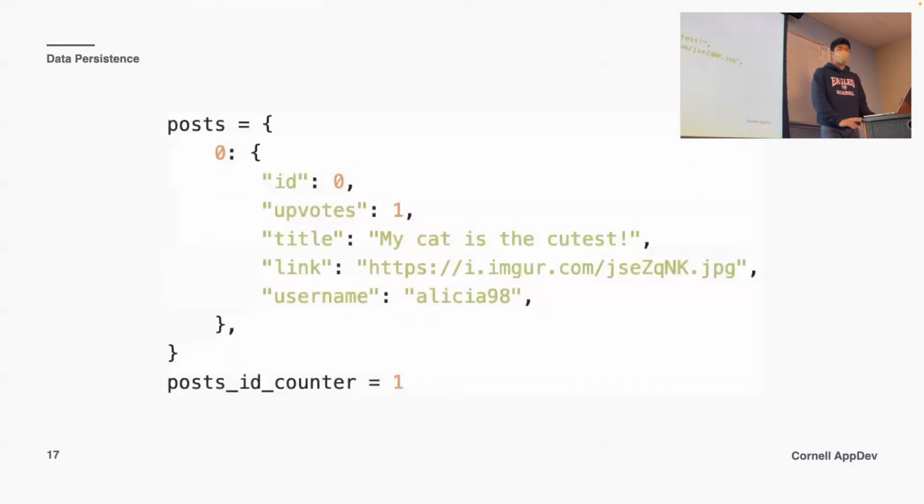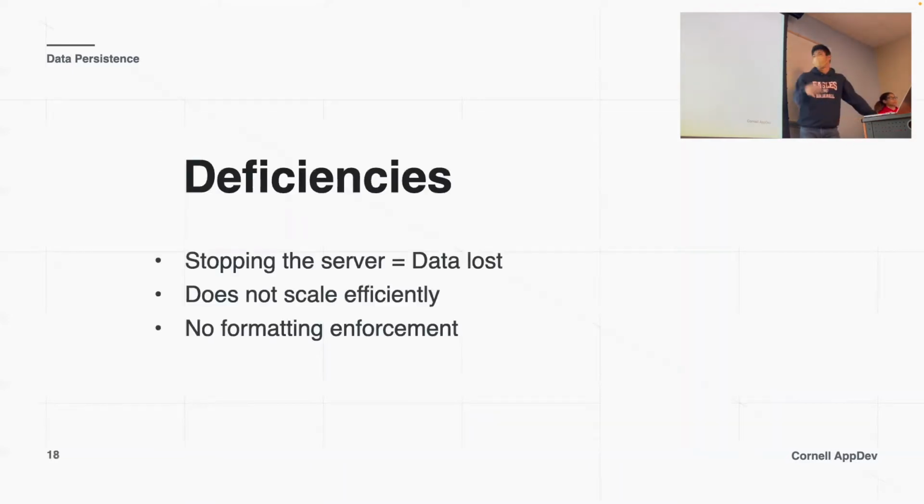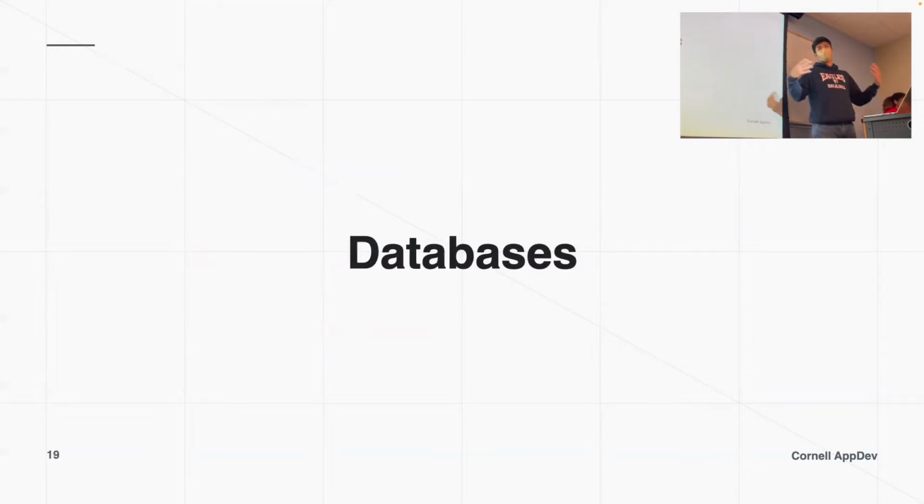So again, this was last week. We initialize a post dictionary and we have a post ID counter. But when we take the server down and then start it back up, this code is going to run and initialize a post variable to contain just this one post. So we don't want that. We want to be able to update our data without a risk of it disappearing because the server went down. So these are the deficiencies: stopping the server means the data is lost. There's also no formatting enforcement. That's because Python dictionaries are really flexible, but that can bite us in this specific scenario. So our solution is databases.